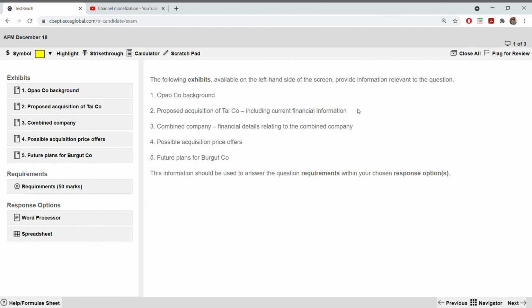And then reconstruction and reorganization is left. So I think three more questions: one on net present value, the other on adjusted present value, and the other on reconstruction and reorganization. After that, AFM Part I is over.